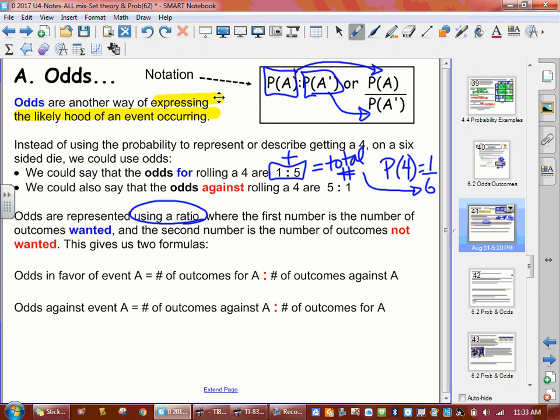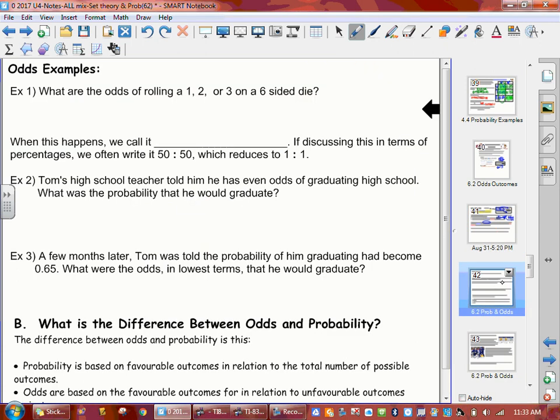We're talking about the numbers wanted versus the numbers not wanted. If I said to you, what are the odds of rolling a 1, a 2, or a 3 on a six-sided dice? How many 1s are there? 1 out of 6. How many 2s are there? 1 out of 6. How many 3s are there? 1 out of 6. So here, we've got 3 numbers in our total. If I've got 1, 2, or 3, how many other numbers out of 6 are left? 3. So this is going to be a 3 to 3.